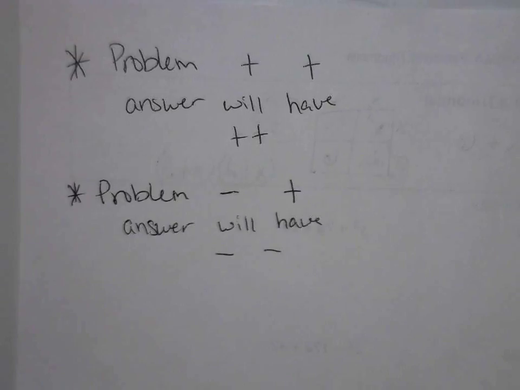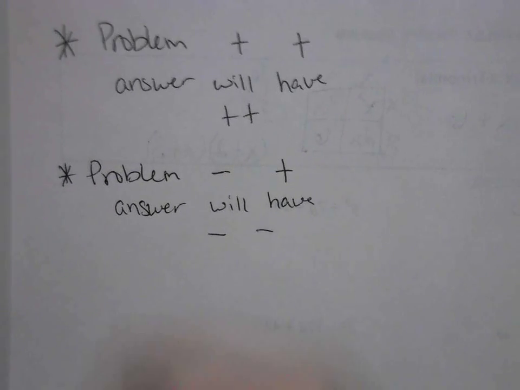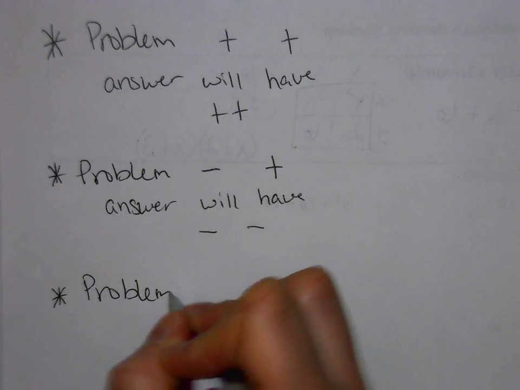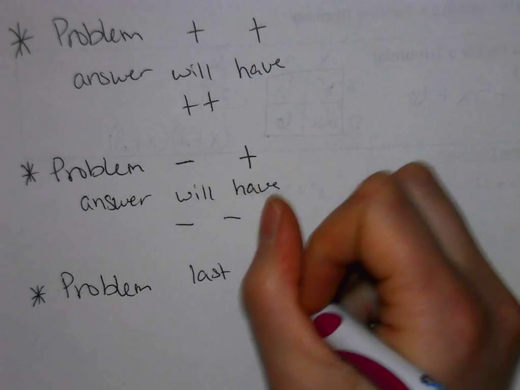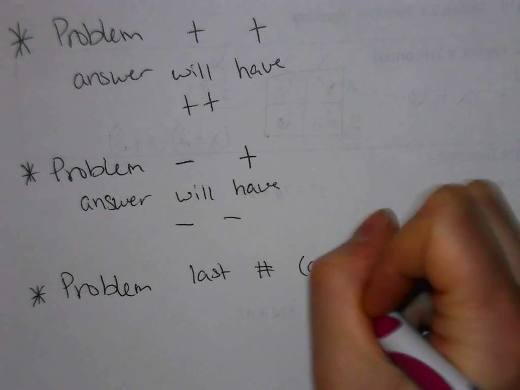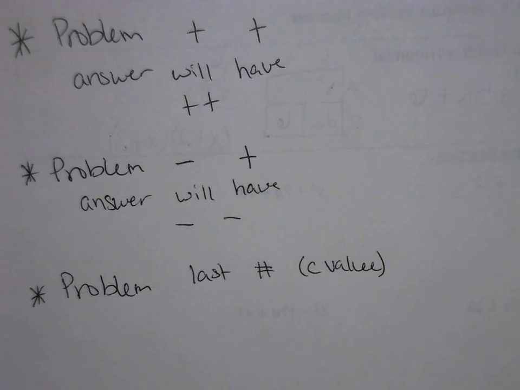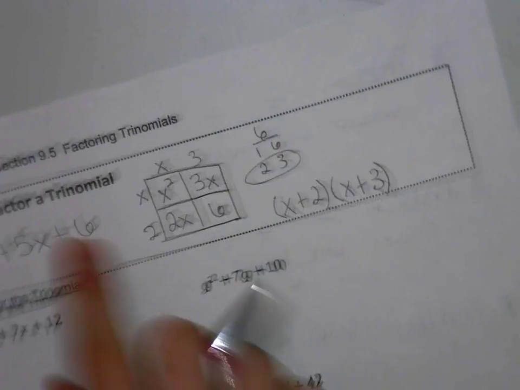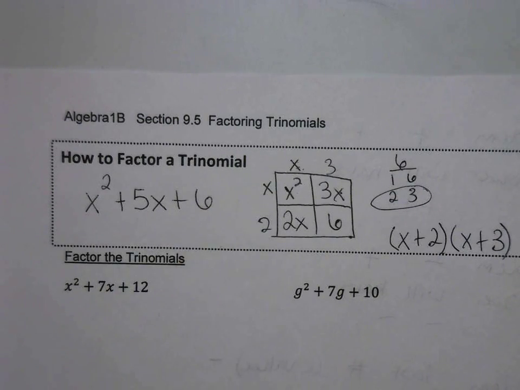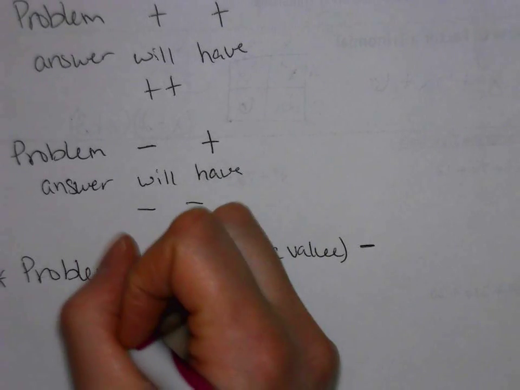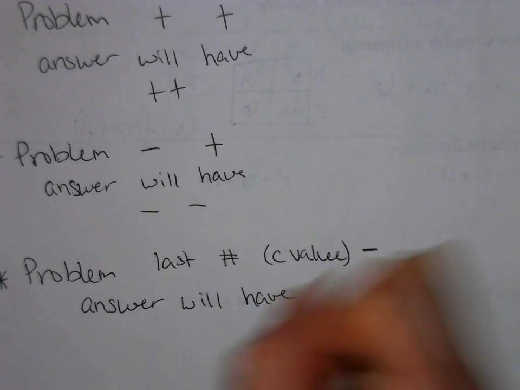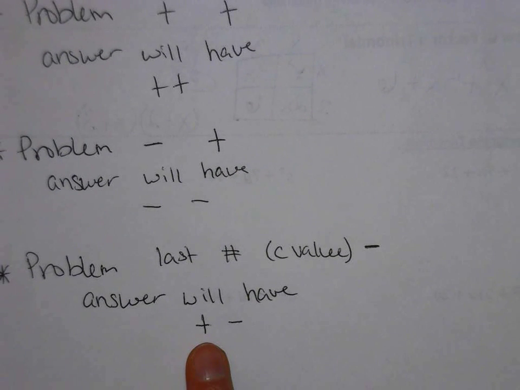And the third problem you see is if the last number, which is our C value, is negative. So for example here, if our last value is negative, your answer will have a positive and a negative. Not necessarily in that order. You have to determine that order when it comes time for that problem, and we will look at those examples together.